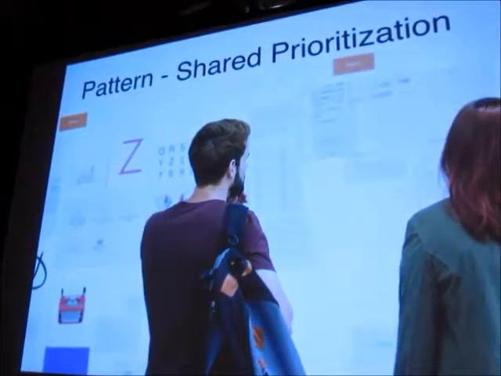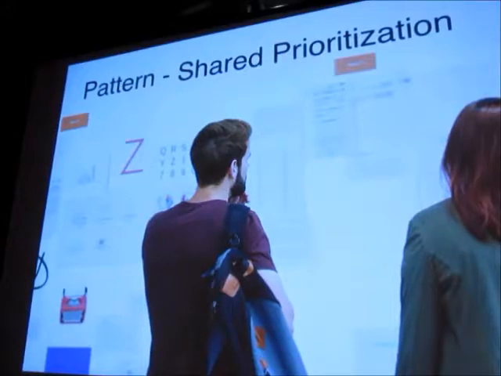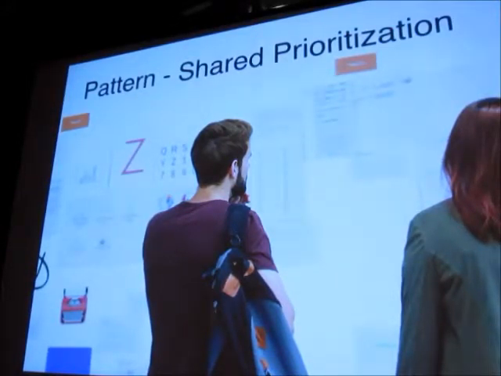Shared prioritization: I'm about to work with a client, and we're going to do this. It would be like building a story map that includes your architecture work along with your functional work, so those can be prioritized together.